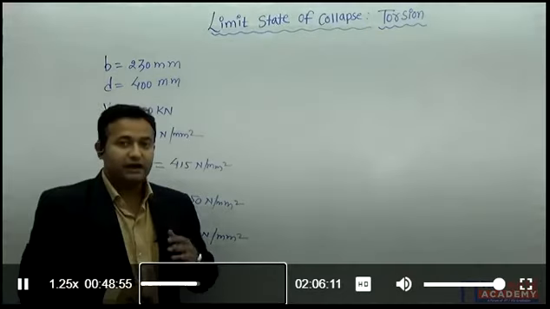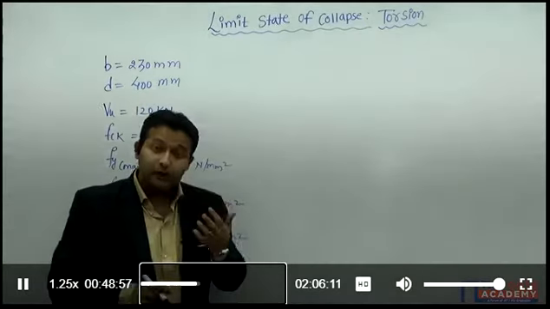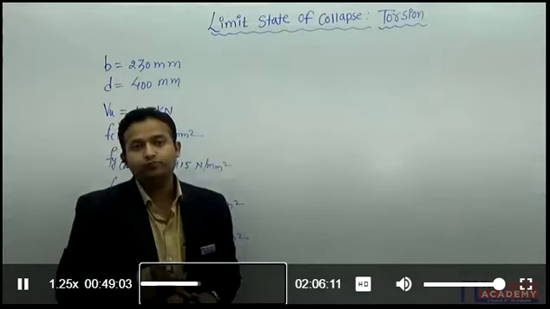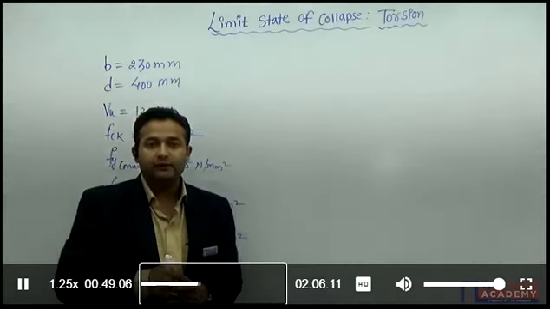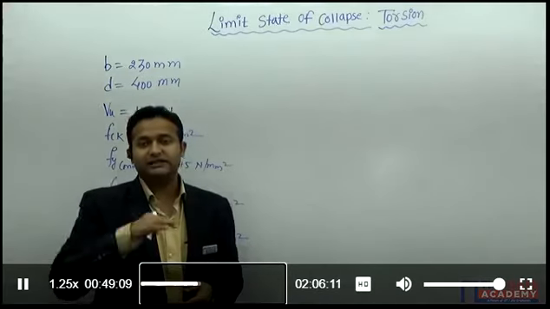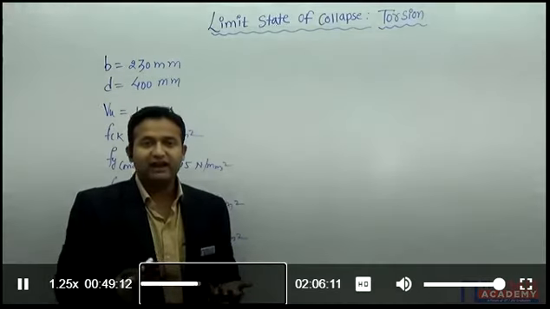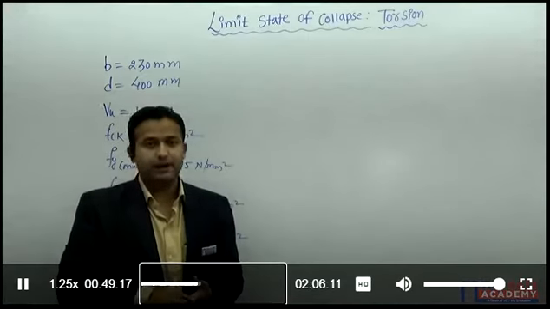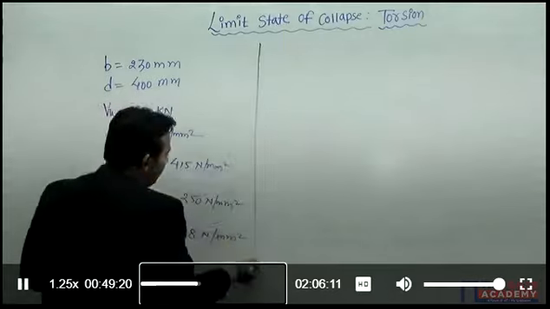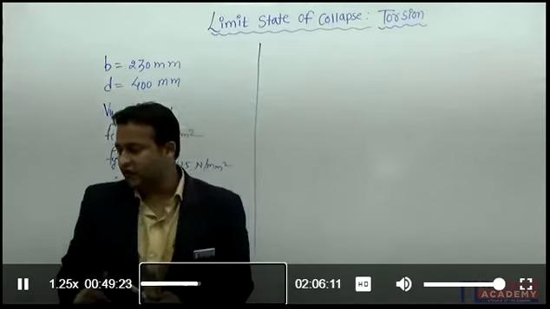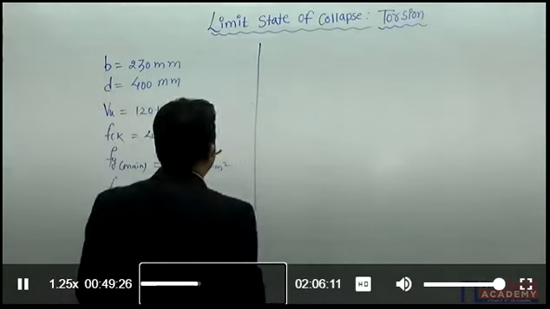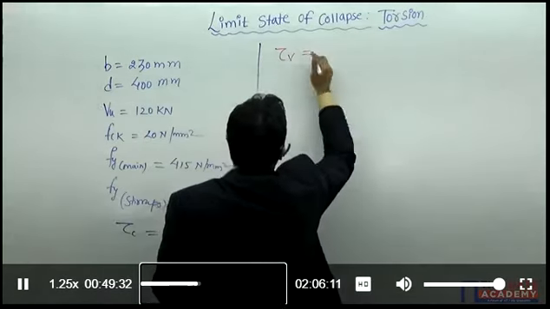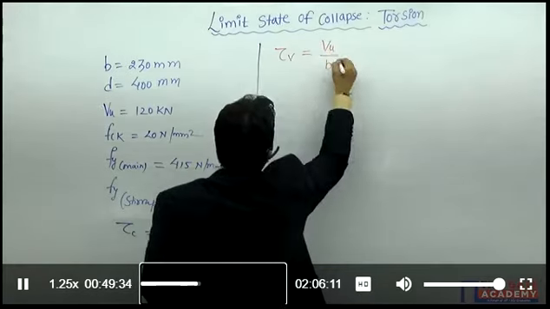First of all, we will see whether it is case number 1, tau v less than tau c, or case number 2, tau v greater than tau c, or case number 3, tau v greater than tau c max. Definitely if it is case number 3, I need to redesign my section. But first I should calculate the value of tau v, the nominal shear stress. The nominal shear stress formula I know: tau v equal to Vu divided by bd.